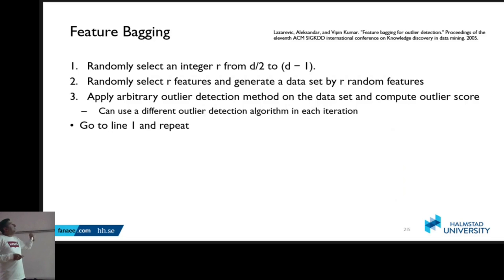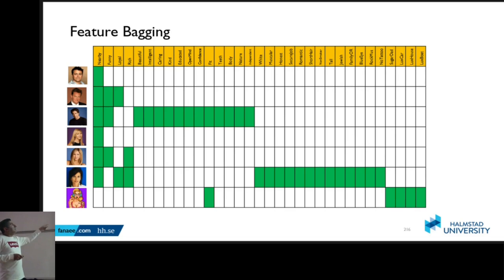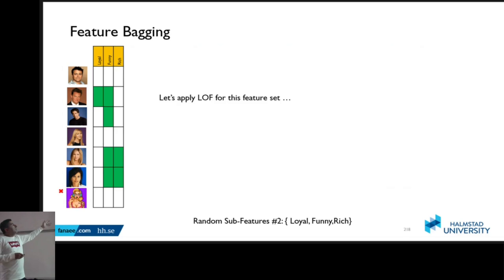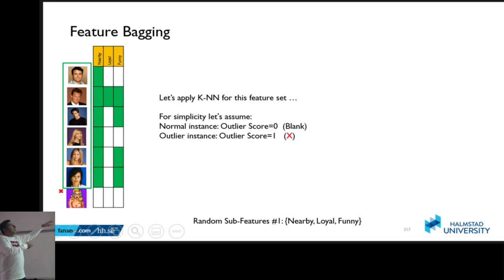And then we have feature bagging. I explained the feature bagging. So imagine that we have this feature matrix. We randomly generate a set of features like nearby, loyal, funny. We apply our anomaly detection algorithm of interest, and then we see which one becomes an outlier. So we give one point, a score, to Alice because she becomes an outlier in this three feature matrix using KNN.